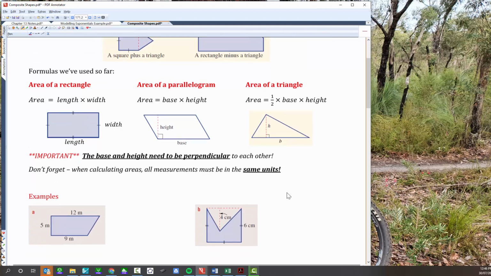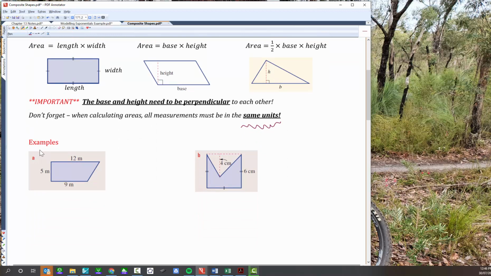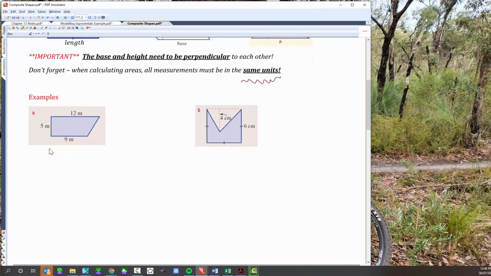So the base and the height need to be perpendicular to each other, and don't forget, make sure we're in the same unit when operating on it. Okay, so let's grab the area of the following shapes. Okay, so checking that the unit is the same, which it is. Now, I'm allowed to divide this up whichever way I want.